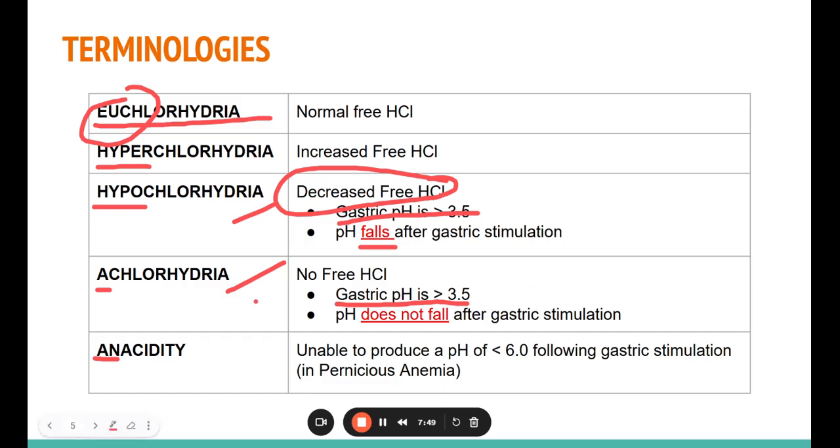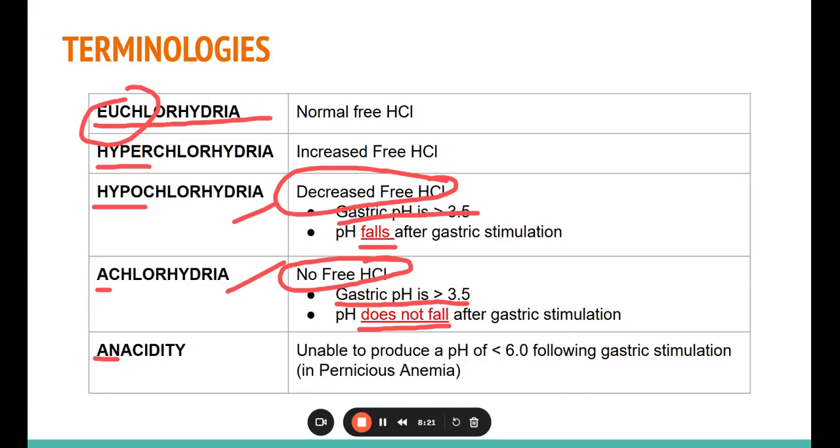While in achlorohydria, the pH that is 3.5 does not fall after gastric stimulation because you don't have acid stores here anymore. So, regardless of how many chemicals are introduced, the stomach will not produce acid since it lacks any acid reserves to begin with.